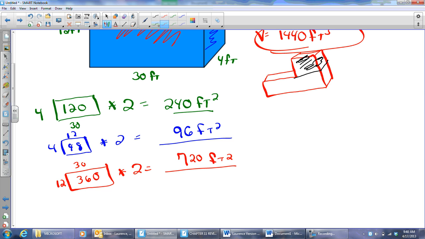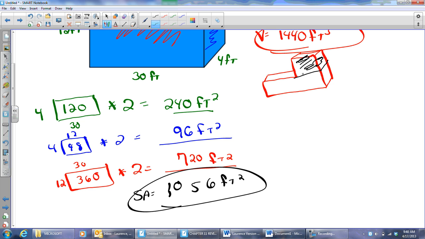And so I'm going to add all these together, and it looks like it's going to end in 6. I'm going to have a 4 and 2 is 6, 9 and 6 is 15, 5, carry the 1, a 7 and 2 is 9, plus the 1 carry, 1,056 feet squared. Okay, that's your surface area. If I had this composite shape, I would do much the same thing.